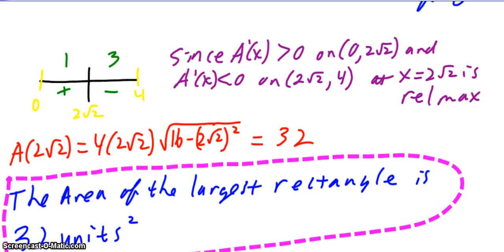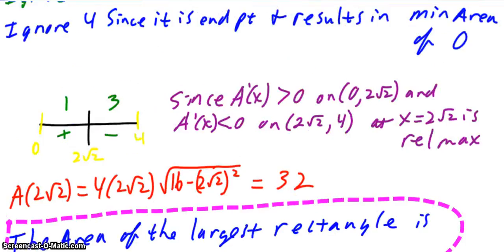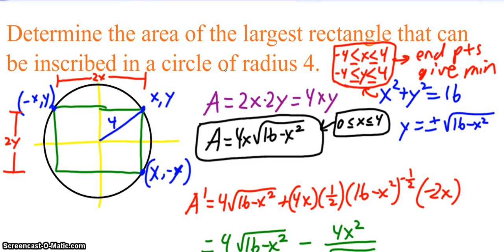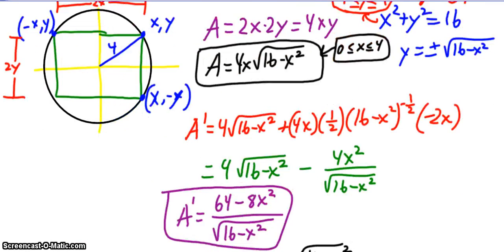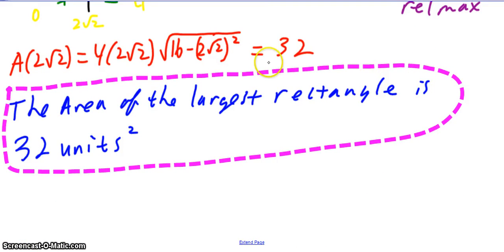Now remember, what did the question ask me for? The question asked me for the largest area. So I find the actual area by plugging in 2 root 2 to my area equation, and I get the area of the largest rectangle is 32 units squared. Since we don't know the units, we write units.